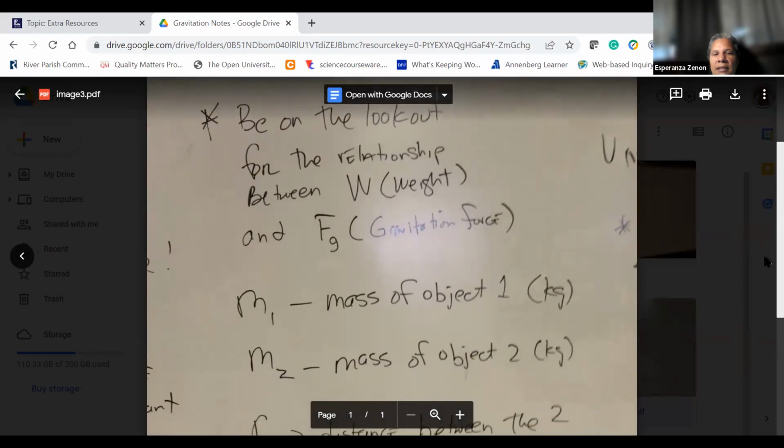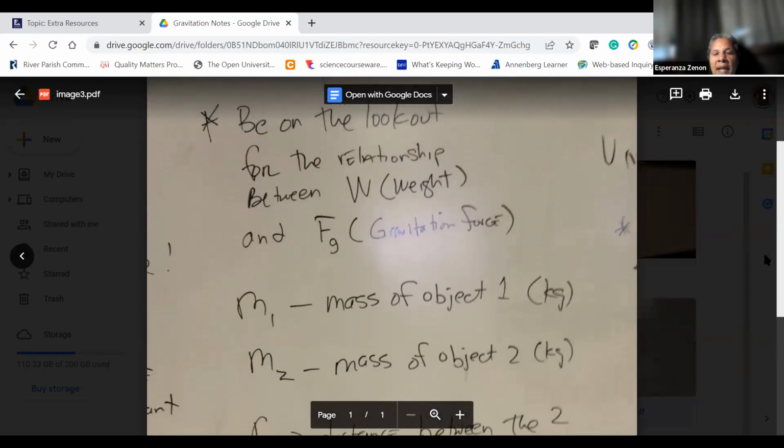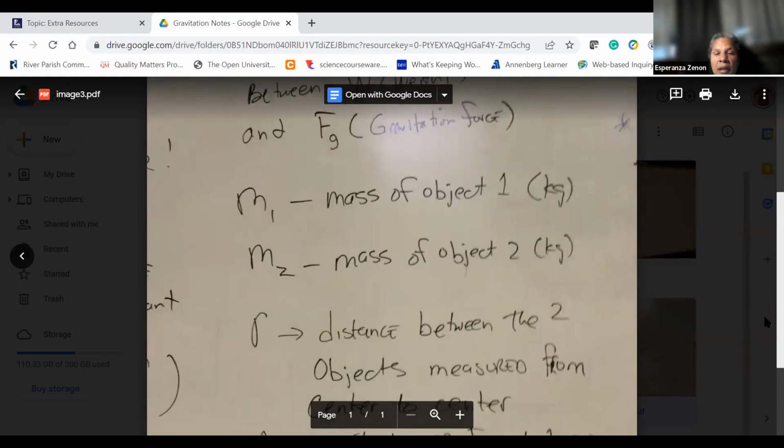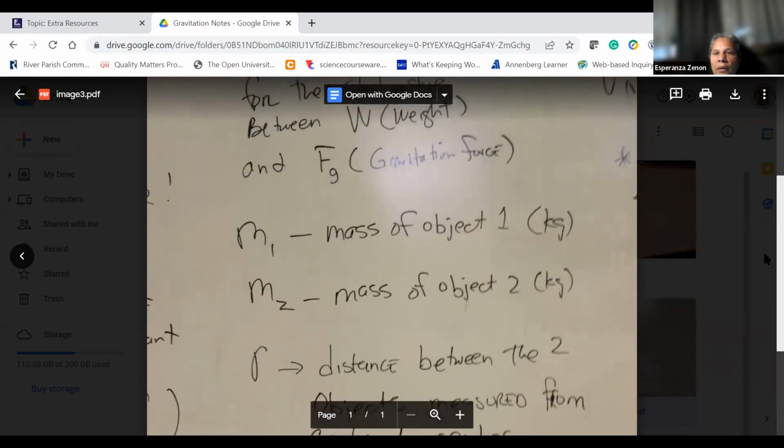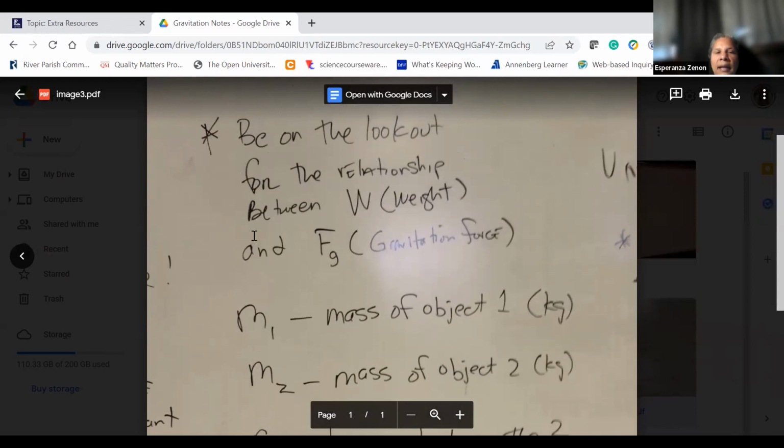And then, this just explains that the masses of the objects M1 and M2 are little m and big M, whichever notation you like. They're both in kilograms, and the distance between the objects is measured in meters. And of course, as you move the objects further apart, the force gets smaller. And as you bring objects closer together, this force of attraction gets larger. And then, when we look at a couple of example problems in just a moment, we'll see the connection between weight and this gravity force.